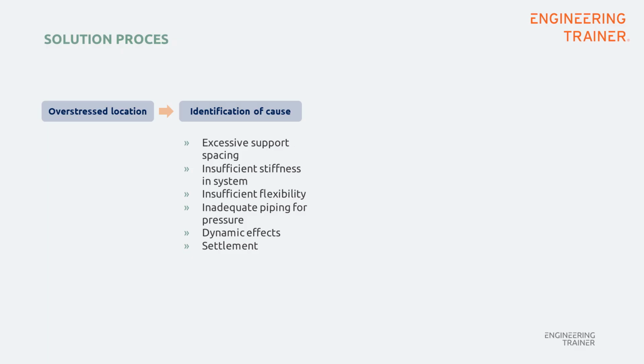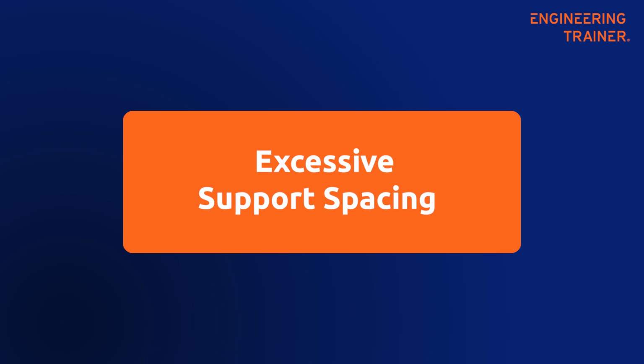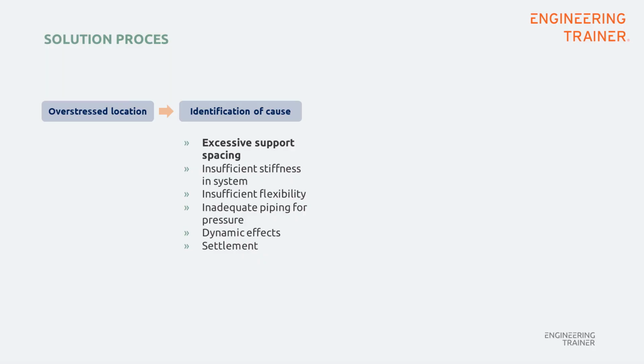In this lesson, we will start by identifying the most common causes for overstressed locations that you will come across during the design and assessment of piping systems. We will discuss excessive support spacing, insufficient stiffness in the system, insufficient flexibility, inadequate piping for the design pressure, dynamic effects, and settlement. Let's start with excessive support spacing.